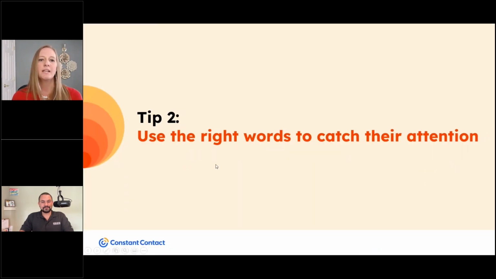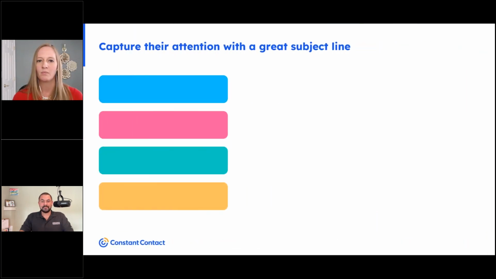All right, so let's move on to tip 2, which is all about taking that buyer persona and using the right words to catch your audience's attention. The stat I want to share here is based on the different studies we've seen out there. The average person, this sounds scary, receives over 100 emails per day. Crazy, right? So you have to be able to stand out in the inbox. And first and foremost, that comes down to the subject line.